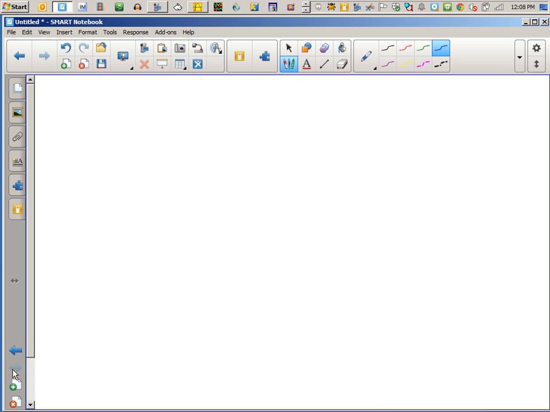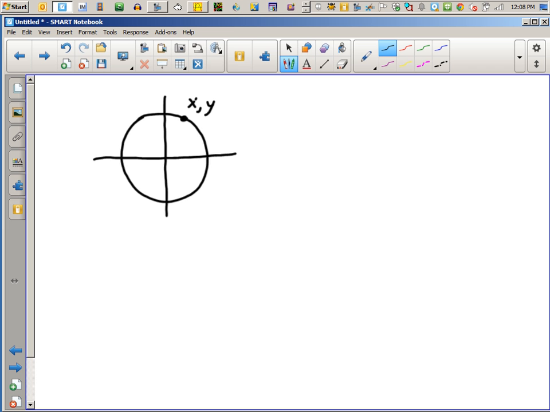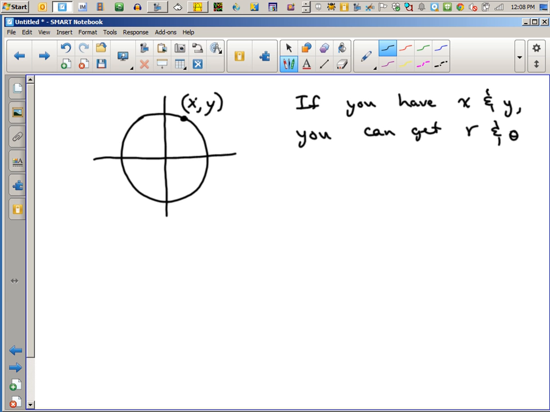Okay, so here's the basic idea. If you're given a point at x and y, you can get r and theta by using these two formulas. r is supposed to be the distance to the origin. So r should just simply be the square root of x squared plus y squared.